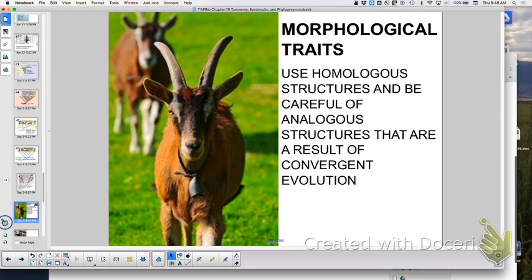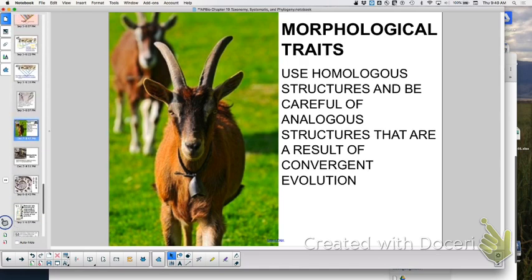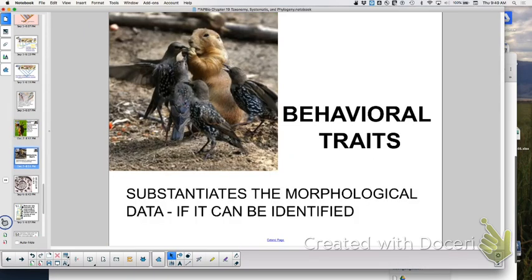But then you have to be careful of analogous structures because they're the results of convergent evolution. And so with morphology, you got to be careful when you're looking at morphological structures. You cannot tell necessarily the results of convergent evolution, right? You wouldn't be able to tell necessarily. Okay, and switch one more time, looking at behavioral traits.